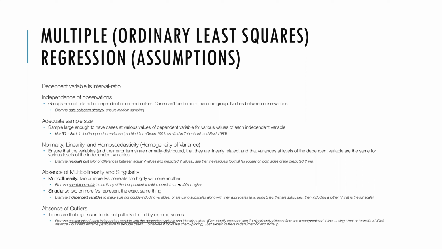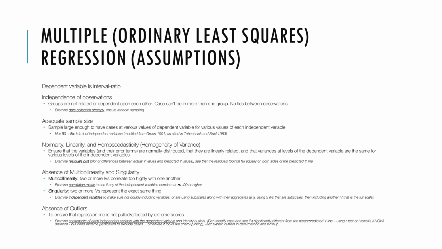Absence of multicollinearity and singularity. Multicollinearity is this idea that two variables correlate too highly with one another. So what do we do? We examine the correlation matrix to see if any of the independent variables correlate at 0.9 or above. Basically, when you're throwing in two variables that correlate highly with one another, they're going to be more overlapped with one another than they are with the Y variable. And that could seriously screw up the explanatory power of these variables.